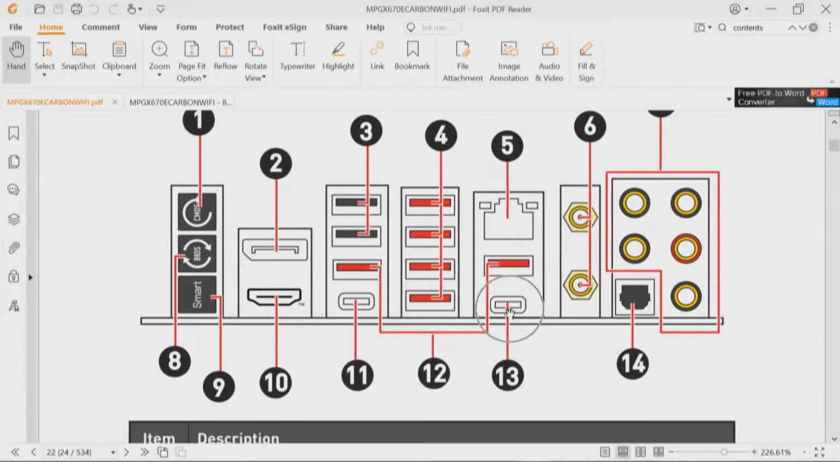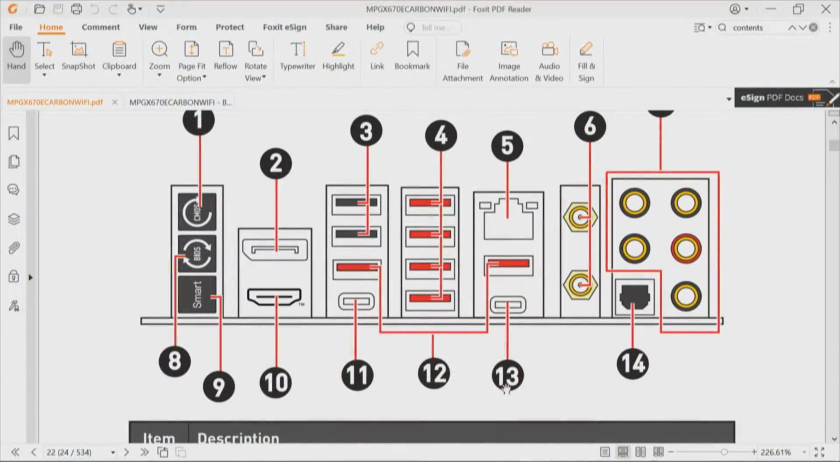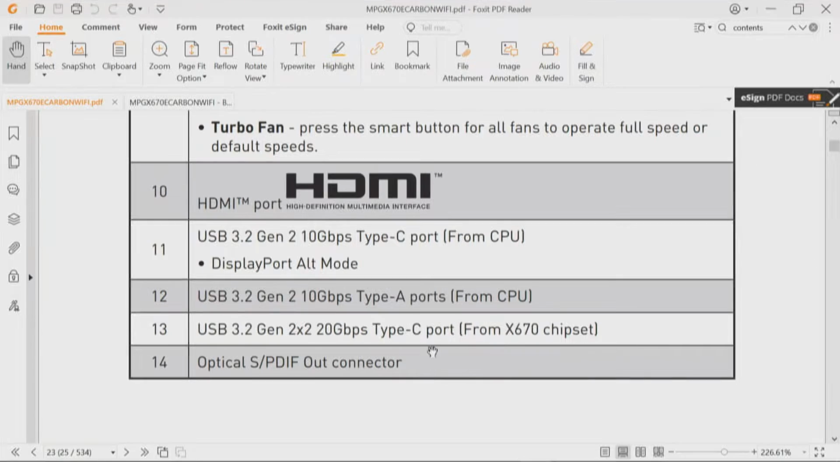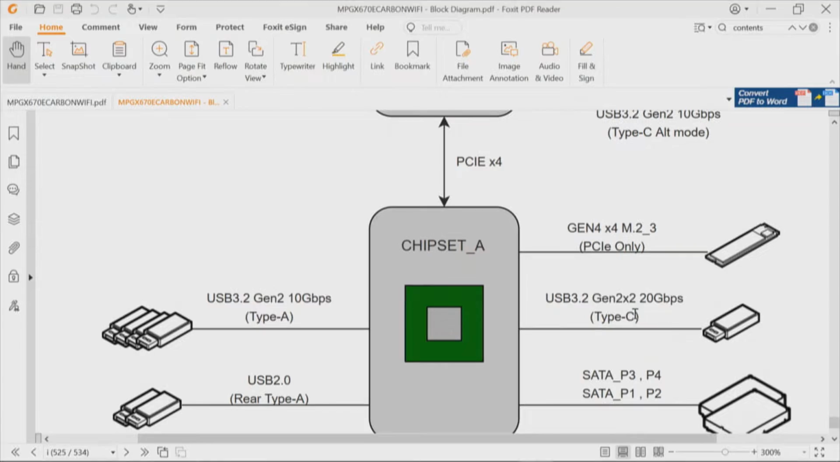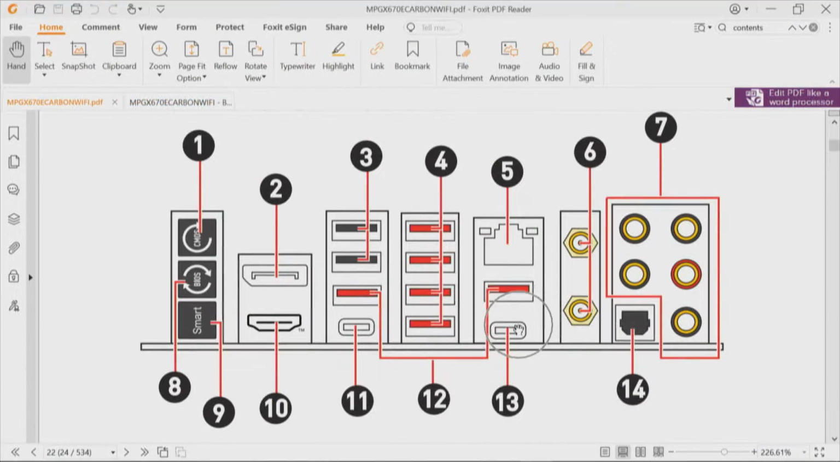And then number 13 over here is the 20 gigabit port, 2x2. I want to point out those resources because we've been asked, and I'm going to show you now the key that gives the very description of where that comes from, because it's in here with MSI. For example, this number 13 shows right down here, USB-C 20 gigabit 2x2 from the X670 chipset. And remember, the 10 gigabit port, this DisplayPort alternate mode, is coming from the CPU, and that 20 gigabit port is coming from the primary chipset that's on the I/O panel right there.